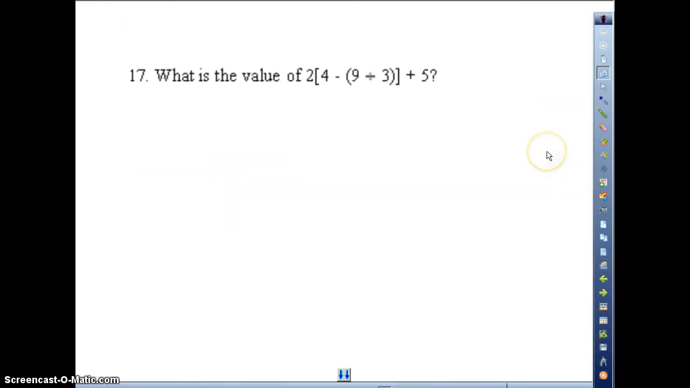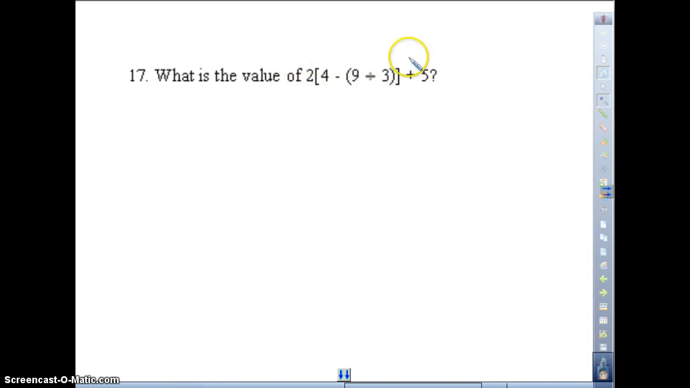Okay, this next set of questions from here to the end of the review is just a little STAR review, okay? It's not going to be on the Pythagorean theorem test, but it is good to review this stuff for the STAR test. So 17 says, what's the value of all of this? Well, this is an order of operations question, okay?